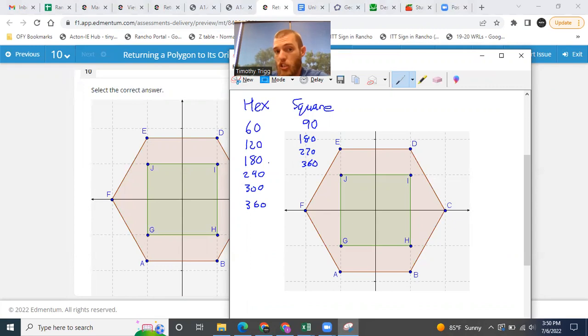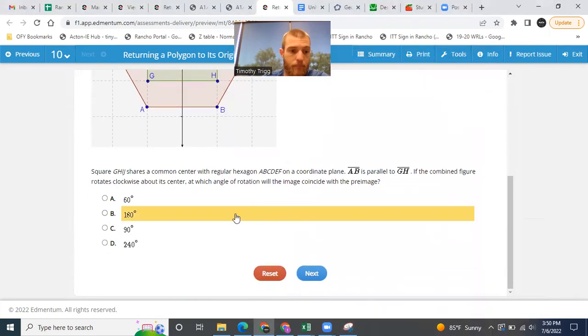So how many do they actually share? Well, they share the 180 and they share the 360. So there's actually only 2 times where this shape will map perfectly onto itself. So 180 and 360, so the 180 in this case. Okay, so that's it for this one.